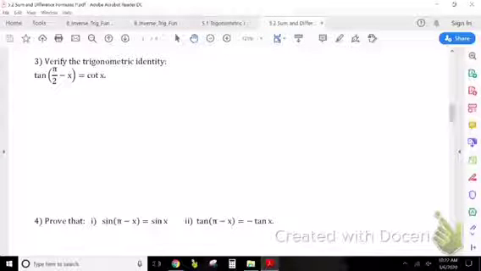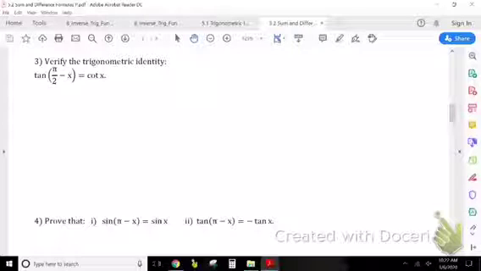So in example 3 here, let's verify the trig identity. We have tangent of pi over 2 minus x is equal to cotangent of x. Well, so far we've really just looked at sine and cosine, haven't we? But we could do this using sine and cosine, because what do we know about tangent in terms of sine and cosine? It is sine over cosine.